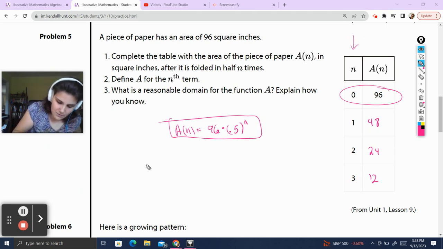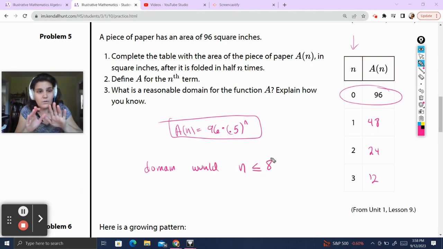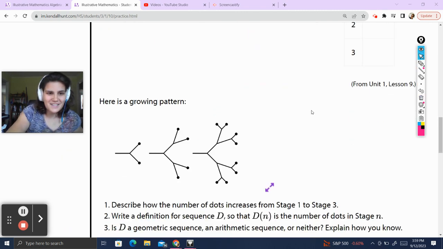So I would say a domain would be n is less than or equal to, let's say 8, for somebody who's really strong and can fold it really tight. But after that point, it gets too hard to fold, so our domain becomes an unreasonable amount. Now, if the paper was bigger, it might be different, but it says 96 square inches, which I think is 8 by 13 is 96 square inches. I'm not sure. You can go ahead and do some research on that on your own. I'm going on to the next question.